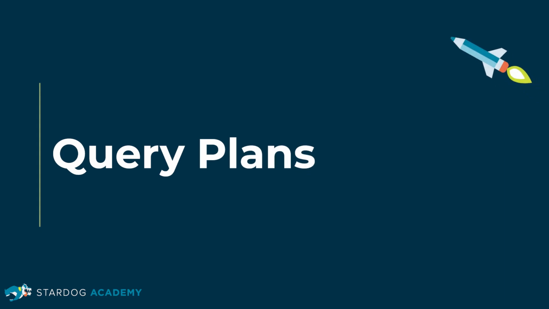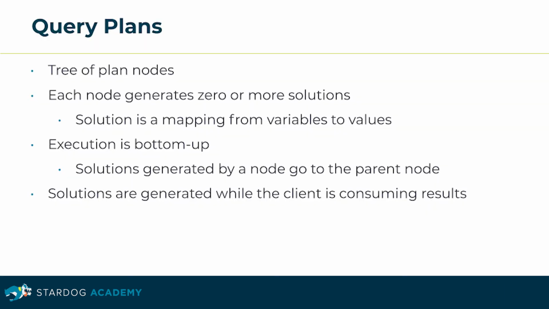This section is about query plans. Query plans are a tree of plan nodes. We looked at the various types of nodes in our previous section. Each one of these nodes is going to generate 0 or more solutions, where a solution is a mapping from the variable that was expressed to the value that was found. This execution is going to be bottom up, as previously discussed, and those solutions generated by a node will go up to the parent node for further processing. Now, solutions are generated while the client is consuming results, which means that there can be streaming results going back to the client.